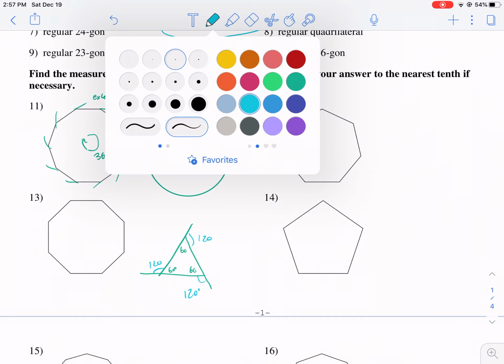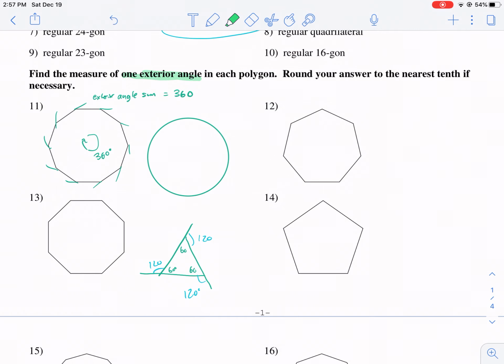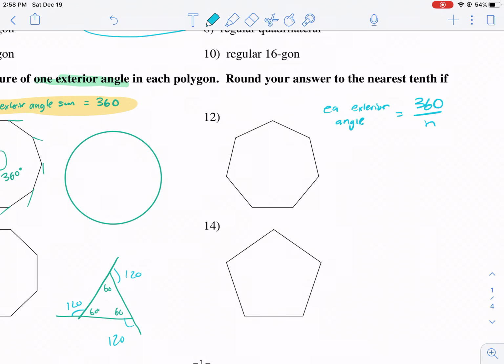So to find each angle, let me highlight this so you can see it more clearly. Exterior angle sum equals 360. Let me go again. All right, there we go. Now, each exterior angle, we just want to find one. Each exterior angle equals 360 divided by the number of sides, or the number of angles. The number of sides is always equal to the number of angles for polygons. So this is pretty straightforward.